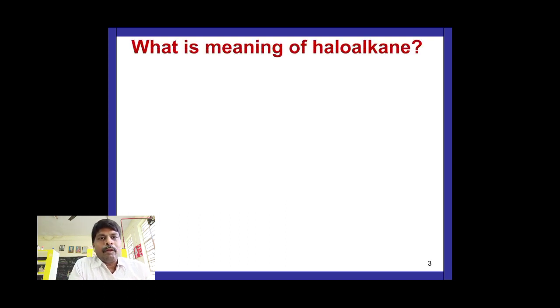Introduction, that means what is meant by haloalkane. The word haloalkane itself contains two terms, halo and alkane. Halo is related to halogens, group 17 elements. What are halogens? Group 17 elements: fluorine, chlorine, bromine, iodine and astatine. These are called halogens. Out of these five, astatine is a radioactive element. So other than this radioactive element, these other four, fluorine, chlorine, bromine and iodine, we will consider as halogens.